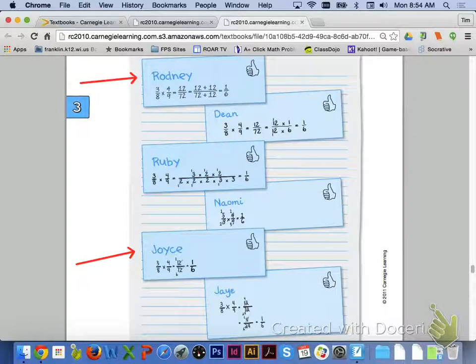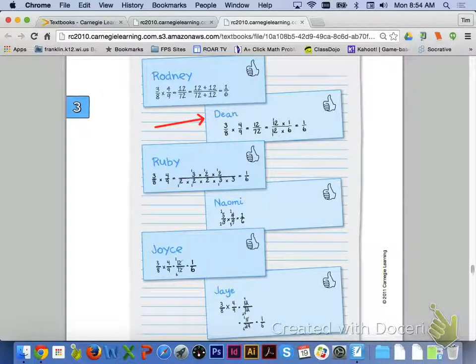Rodney and Joyce seem to have a similar method where they are simply finding the GCF. So again, you're multiplying the numerators and the denominators, and you have to check to see if you can simplify the fraction. 12 over 72, you can still simplify that. The GCF of those two numbers is 12. You're going to get 1/6 for both of your answers.